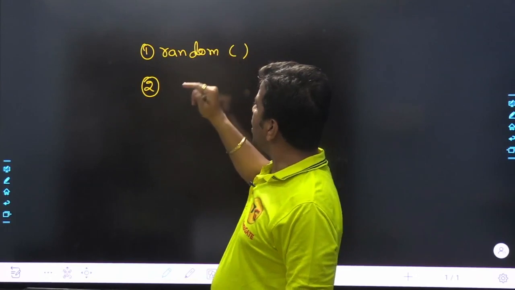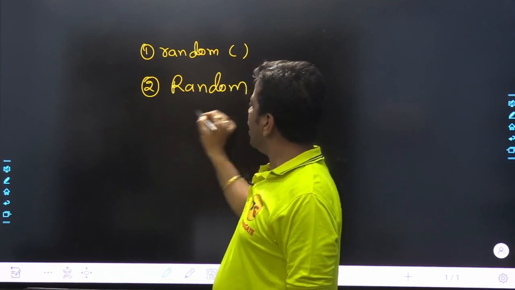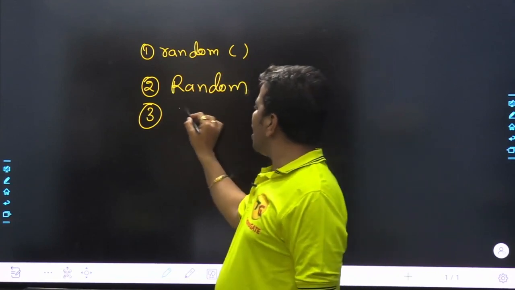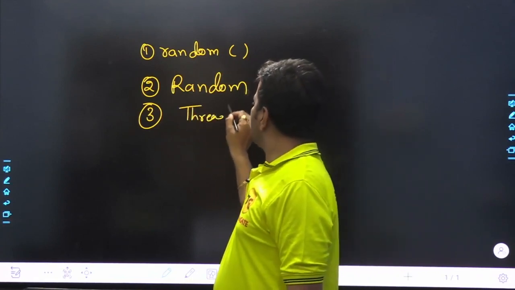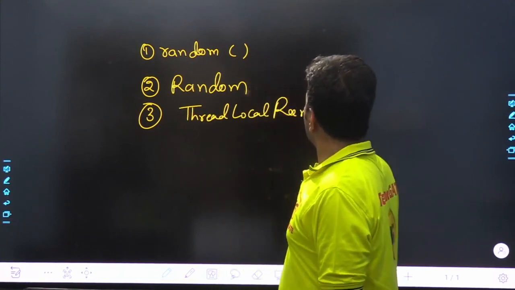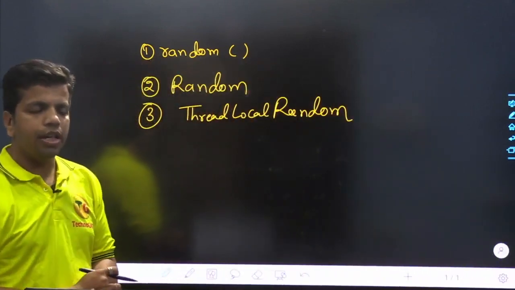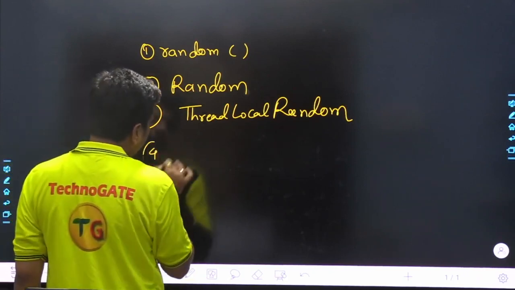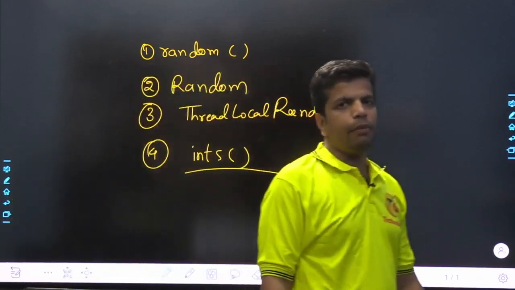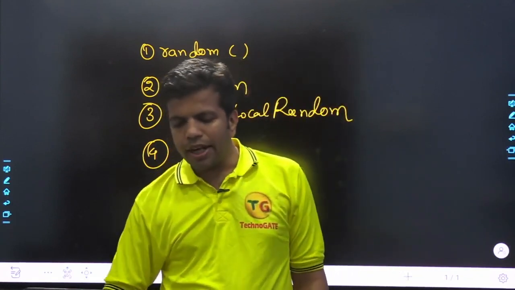Okay, so the random method is there. And there is one random class. With the help of the random class, we can also generate random numbers. And there is another class, that is ThreadLocalRandom. That is another way. With the help of that class, we can also generate a random number. And there is one more method, that is ints. With the help of this, we can also generate random numbers. I will explain each and every method one by one, and how we can generate random numbers with the help of that.